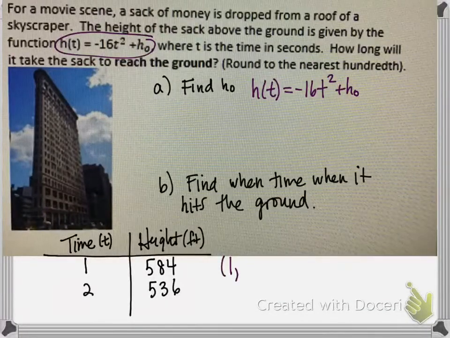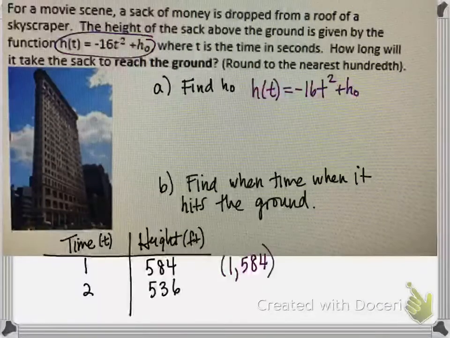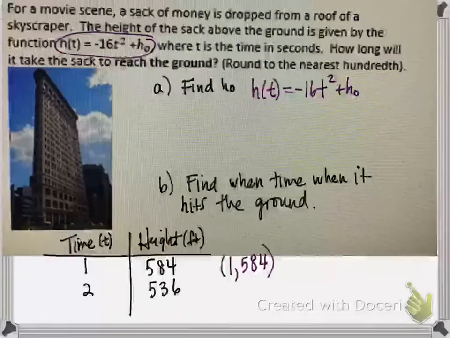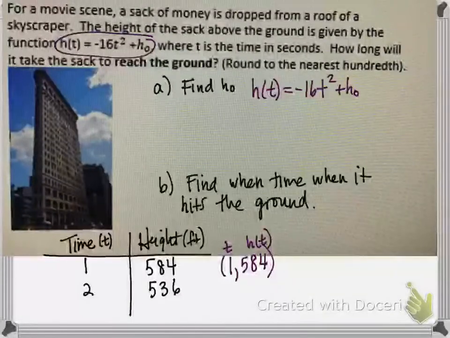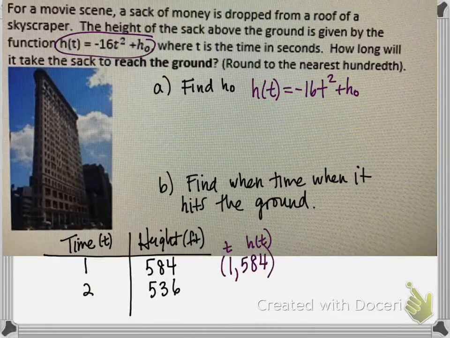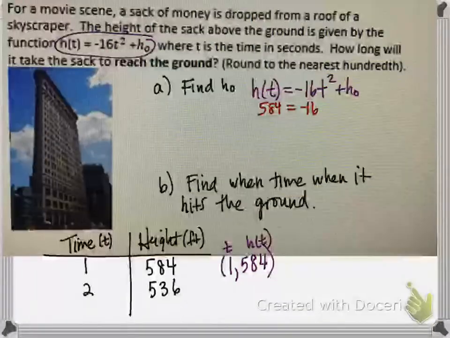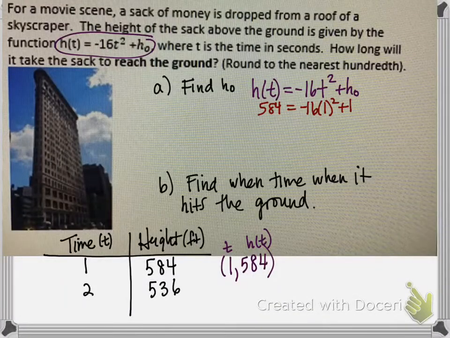For instance, 1 comma 584, and plug this in for t. And then this is the height in relation to time. So think of that as your t is your x value, and then 584 is your y value. So I'm going to plug that in here. So for the left-hand side, I'm plugging in 584, and that's equal to negative 16, plugging in 1 for t, and that's plus our initial height.